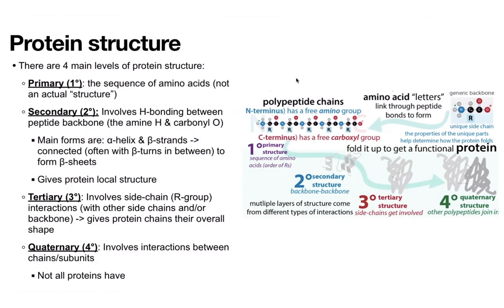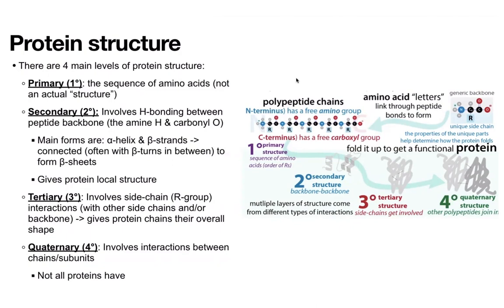Then we have the secondary structure. This is going to involve hydrogen bonding between the peptide backbone. So this will be between your amine hydrogen and your carbonyl oxygen. The main forms are going to be your alpha helix and your beta strands. And remember, those beta strands are often going to be connected with beta turns in between to form beta sheets. But the strand is an individual strand. A sheet is multiple strands hydrogen bonded to one another. This is going to give proteins their local structure.